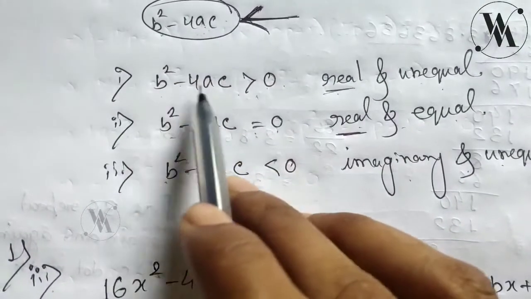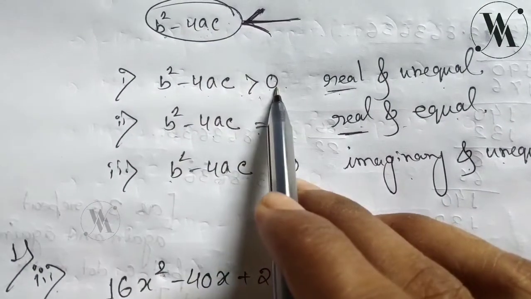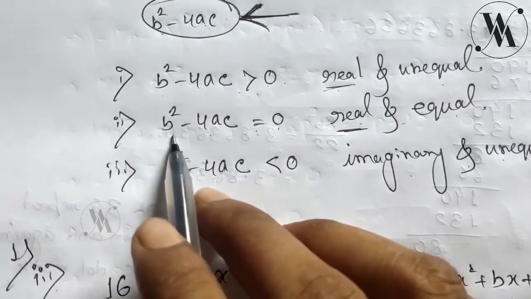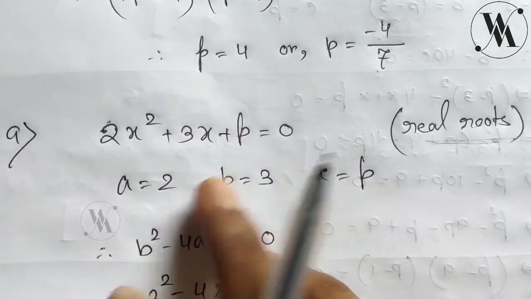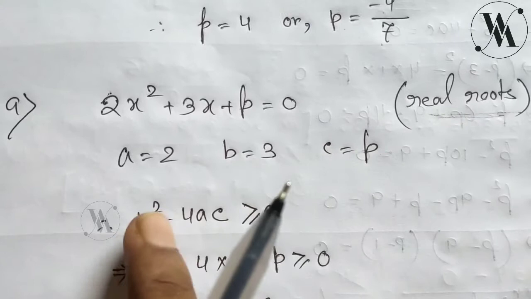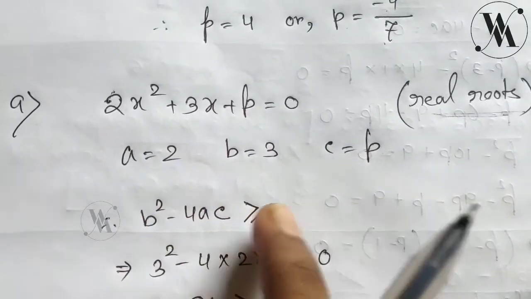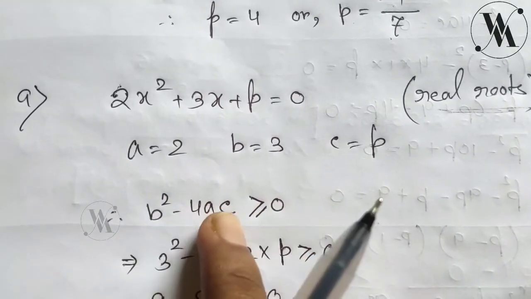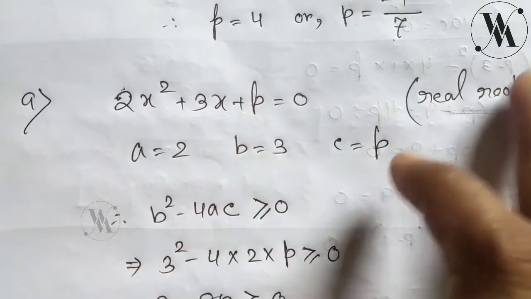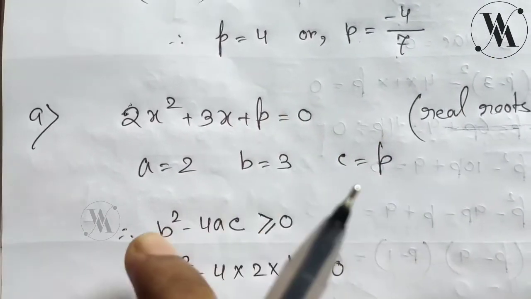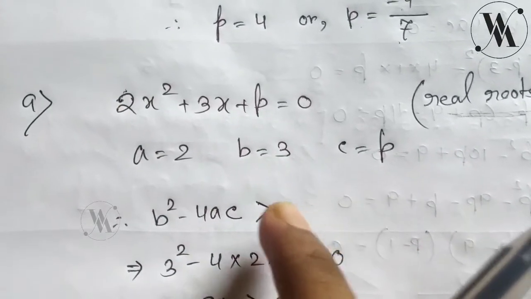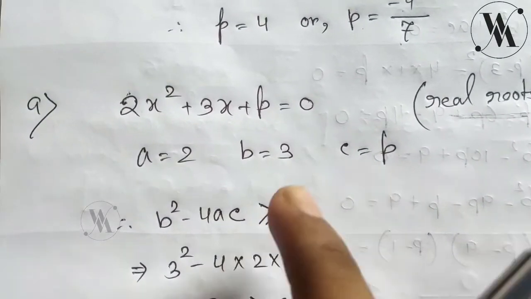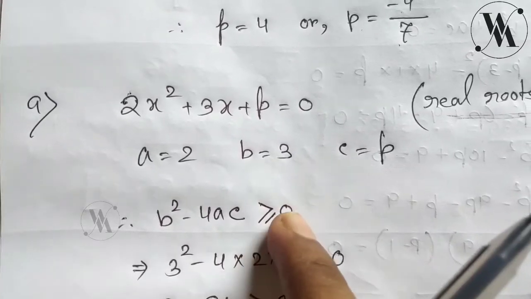Okay, so b square minus 4ac greater than 0 also gives real roots, and if b square minus 4ac equal to 0, it also has real roots. So we can say that if this equation has real roots, that means b square minus 4ac greater than or equal to 0. Remember, if this equation carries real roots, then b square minus 4ac is greater than or equal to 0. Not only greater than or only equal to, both conditions will be there.